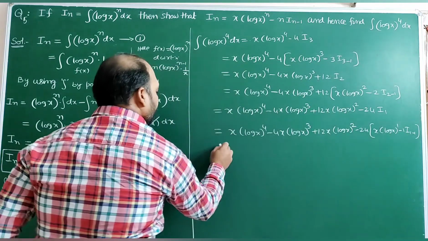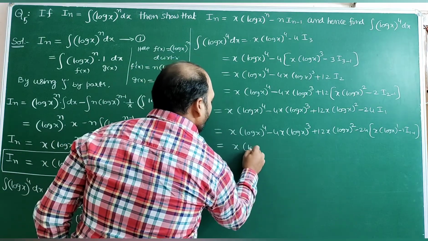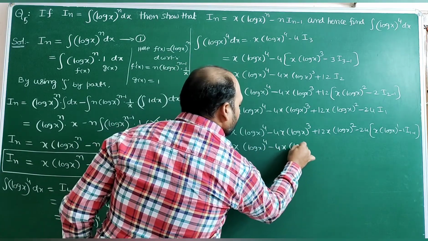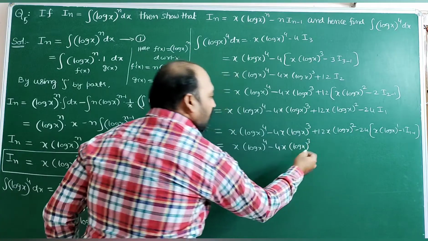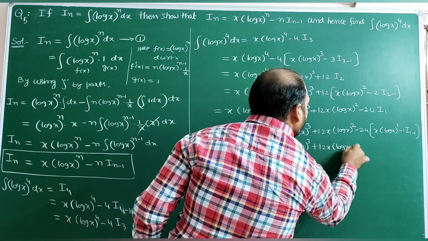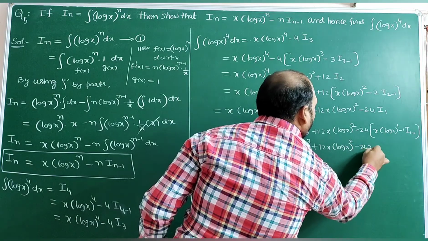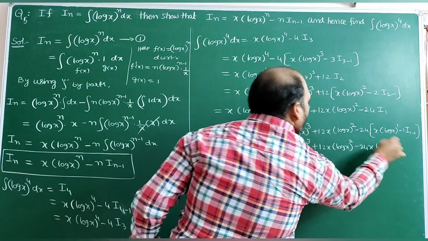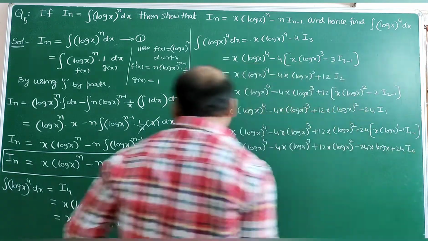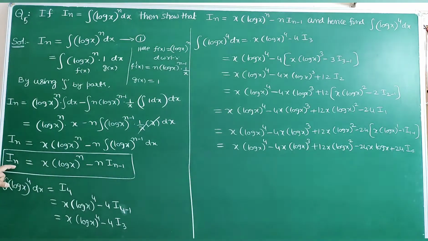I naught. So x into log x power 4 minus 4x into log x whole cube plus 12x into log x whole square minus 24x into log x, minus into minus is plus 24 I naught. So here only I naught value we will calculate.